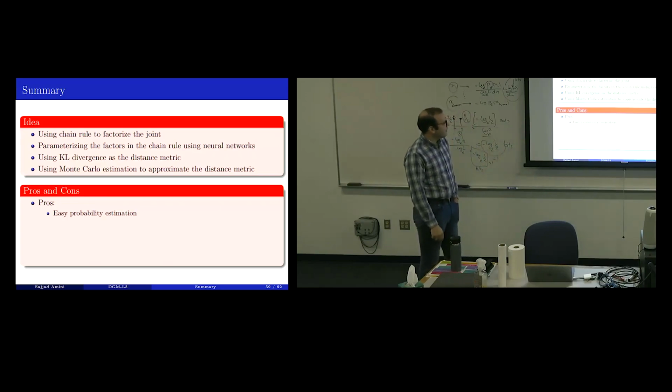What are the pros? The most important point is easy probability estimation. You will see that even for variational autoencoders, you cannot easily estimate the exact density value.